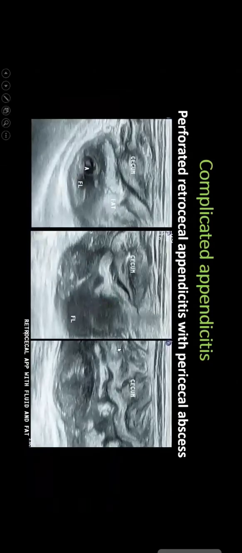Another case of complicated appendicitis. Here you can see the cecum in the transverse plane, and there is marked abscess around it, posterior to it, and a part of appendix is seen. Rest of the appendix is ruptured. Only part is seen. And it is retrocecal in location, seen posterior to the cecum. So it is perforated retrocecal appendicitis with abscess.